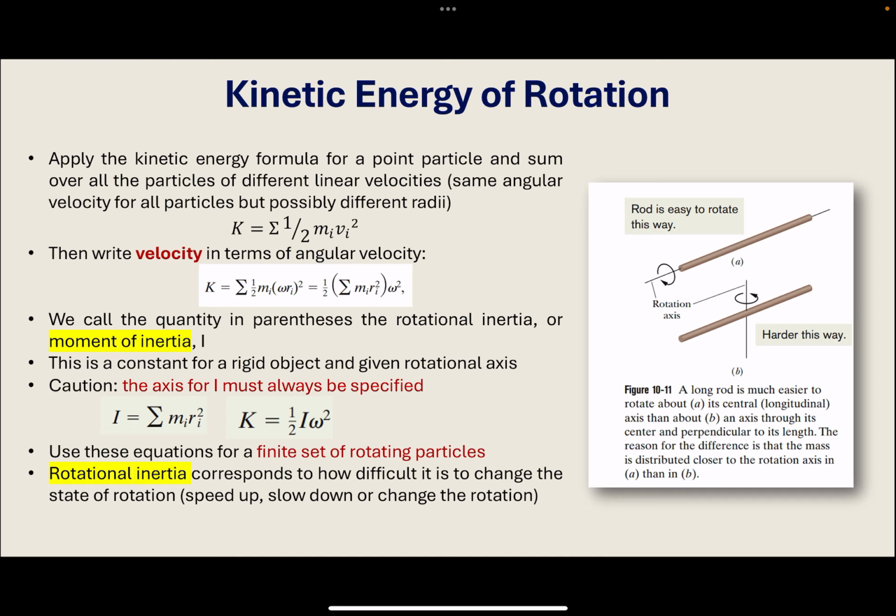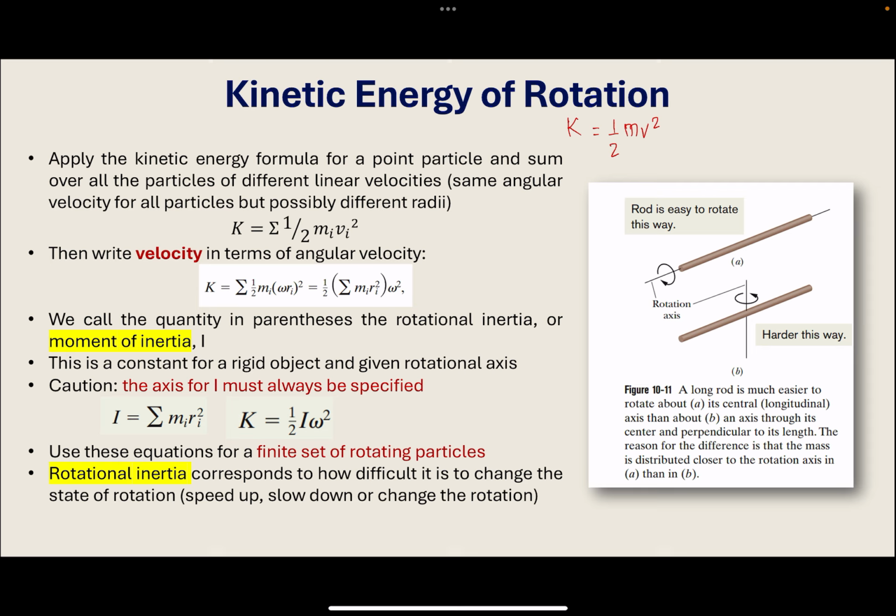Now, let's discuss one of the most important ideas in rotational motion. We have the kinetic energy of rotation. In linear motion, the kinetic energy is given by K equals half m v squared. For rotational motion, we apply the same idea, but each particle in a rotating body may have a different linear velocity depending on its distance from the rotation axis.